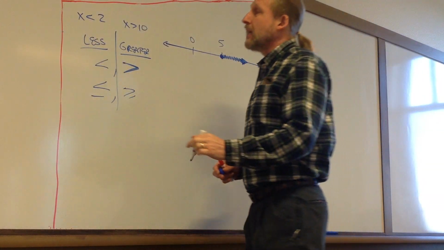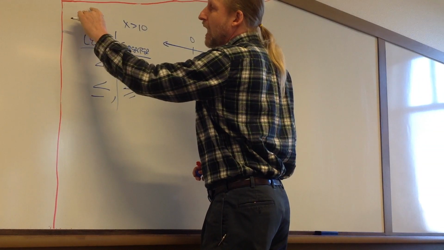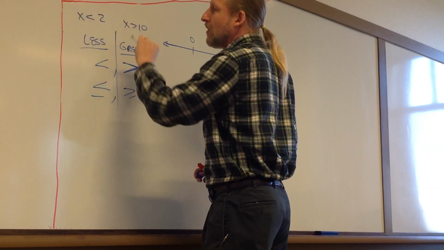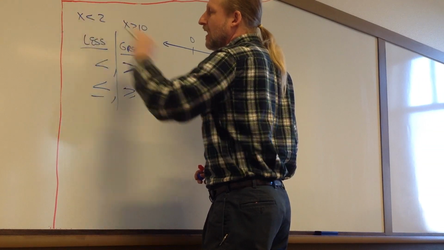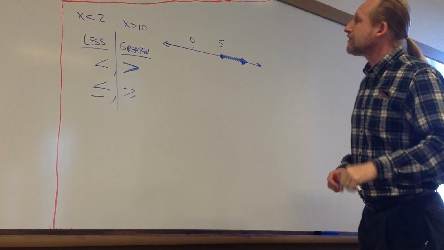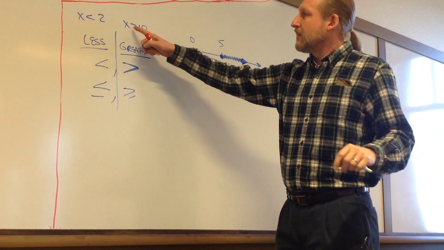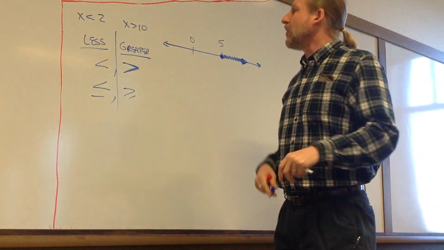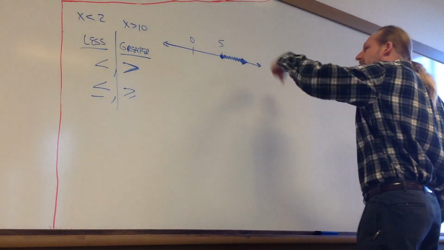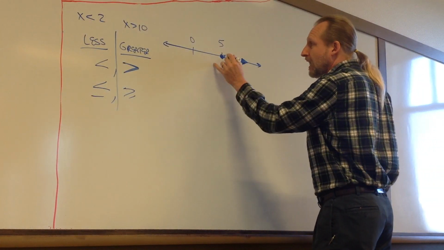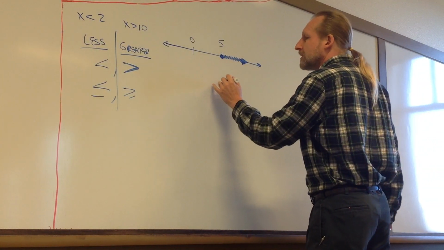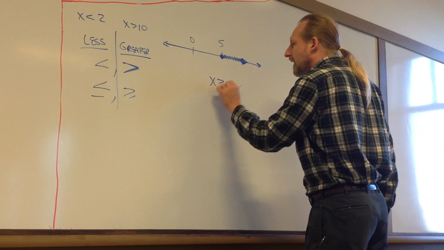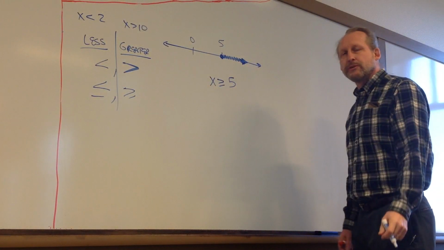The other thing you can look at is that the wide opening faces the larger quantity, and the small opening or the closed space faces the smaller quantity. And that's true here as well. The x is bigger, the 10 is smaller. So over here, we want to say x is greater than or equal to 5 because the 5 is included. So we're going to be using one of these symbols. So we could say x is greater than or equal to 5.